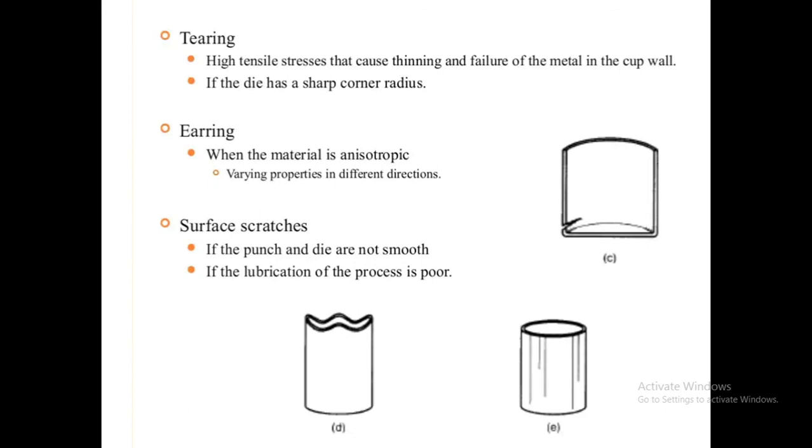So to avoid these surface scratches, the die and punch should be properly smooth, and proper lubrication is also necessary. If the die and punch are smooth, but proper lubricant is not used, then scratches are also developed on the surface. So to avoid such surface scratches, proper lubricant is necessary, and the die and punch should also be properly smoothened.